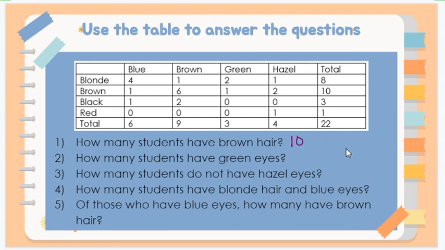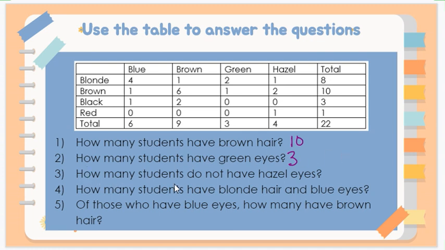So hopefully you got that one right. You should be checking your answers. Make sure you attempted this before you get the answers. I want to make sure you can try this on your own. How many students have green eyes? So eye color is a column. So I'm going to come over to the green column and go down to the bottom. Just 3. That must be a rare eye color.